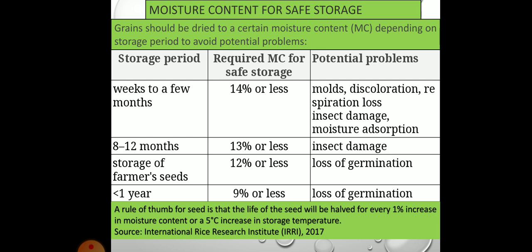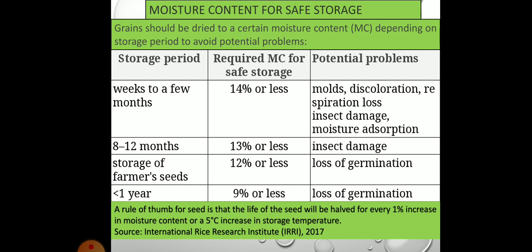And how about if the cereal is 9% or less in terms of moisture content? It could last, but that is good only for consumption. Why? Because as we mentioned, with lesser than 12% moisture content, the seed is no longer viable for planting. But it is intended for consumption.